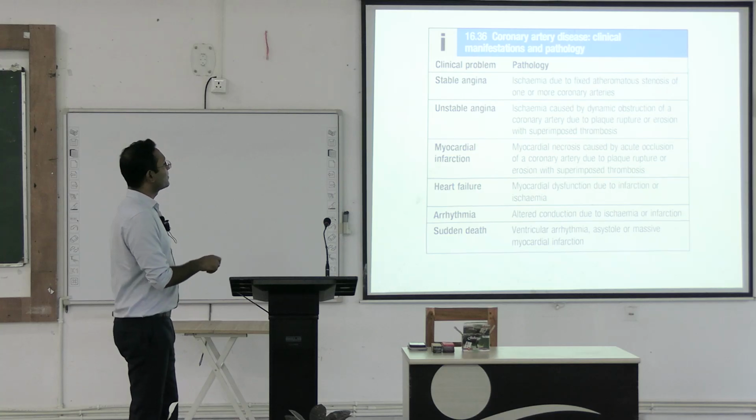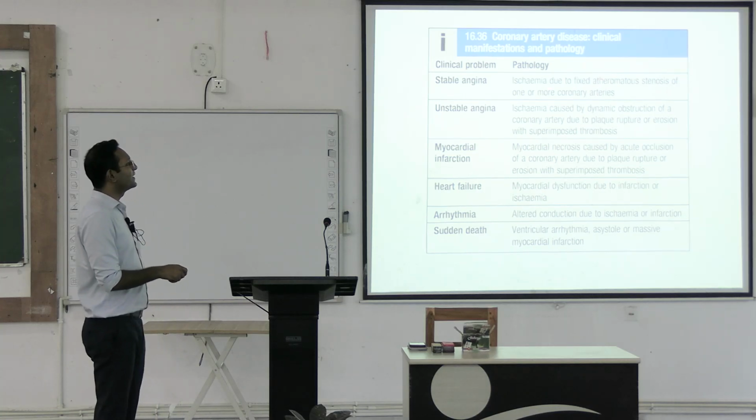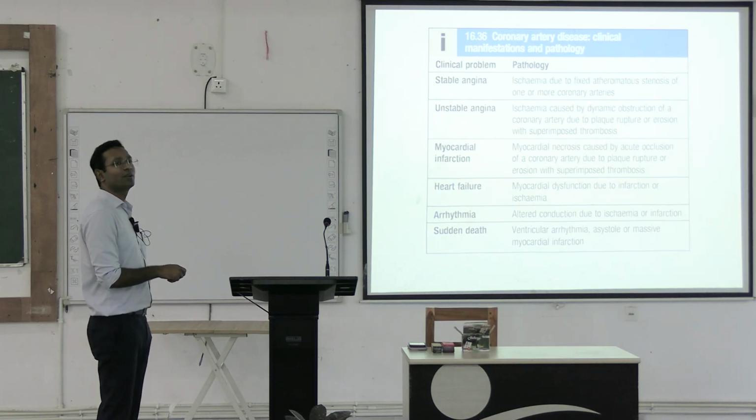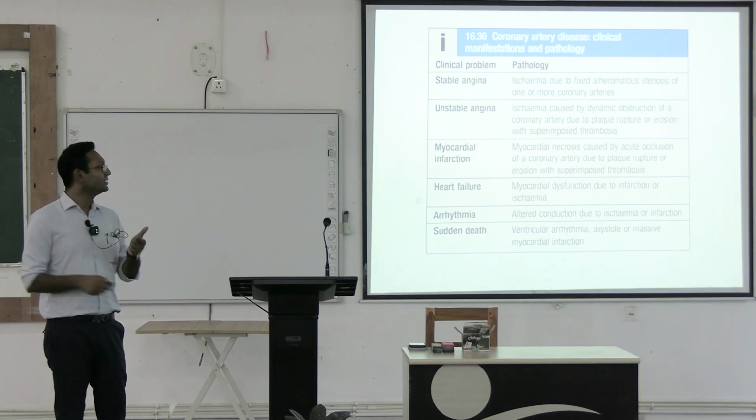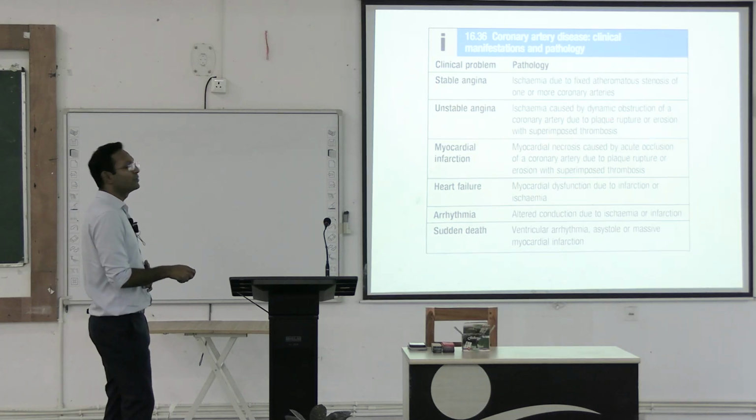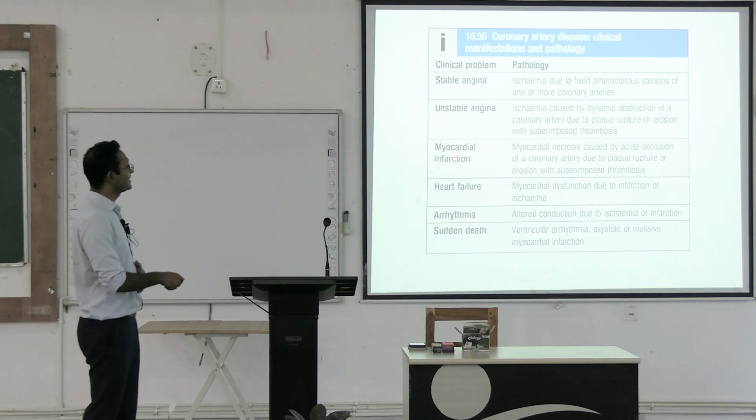Pathology and the clinical problems. Stable angina, as you know, is due to fixed atherosclerotic stenosis of one or more coronary arteries. Unstable is when there is a plaque rupture, emboli happen, superimposed with thrombosis, platelet deposition. Myocardial infarction.